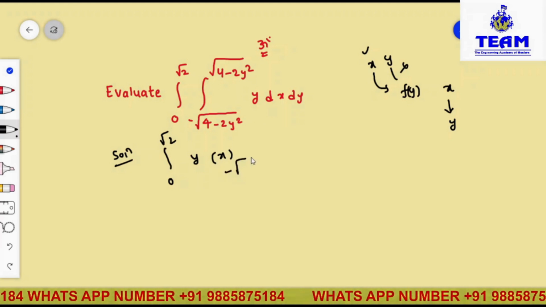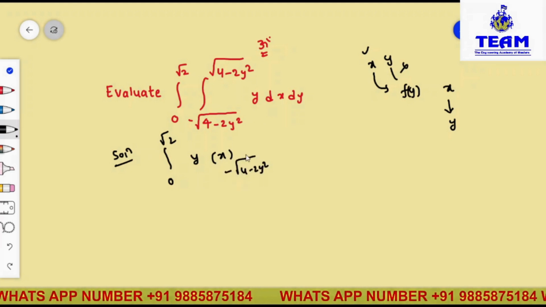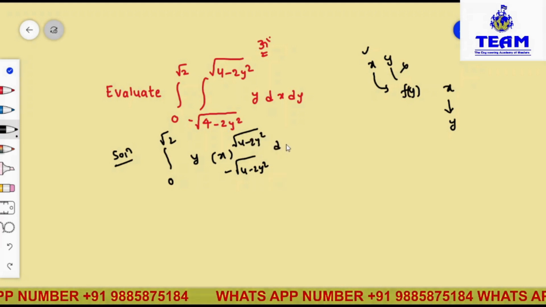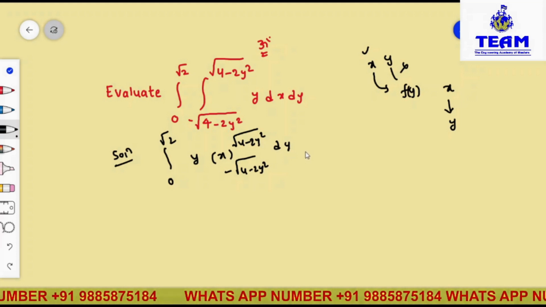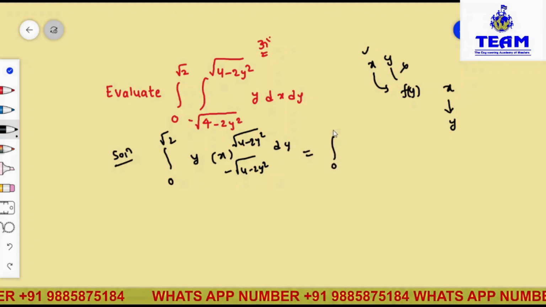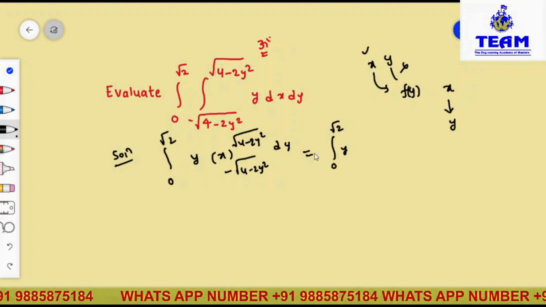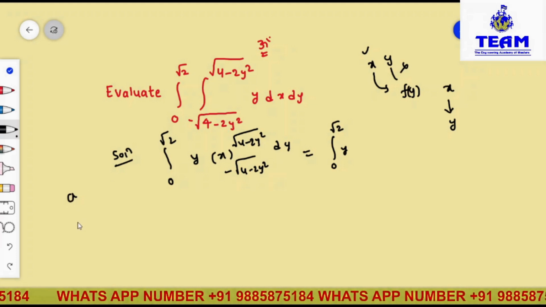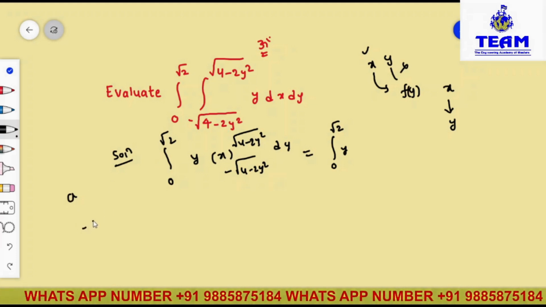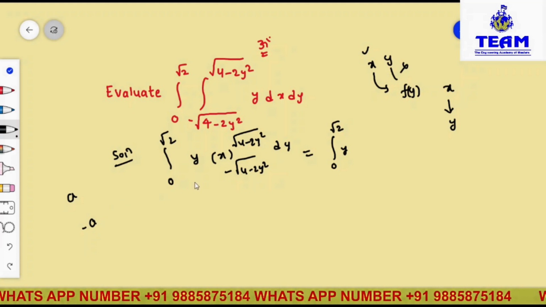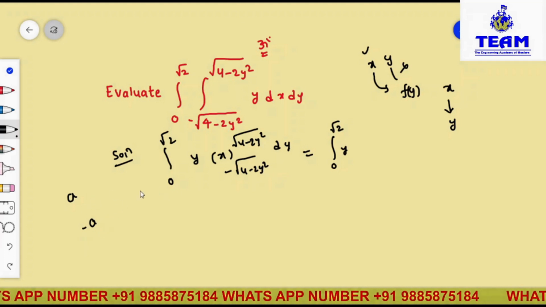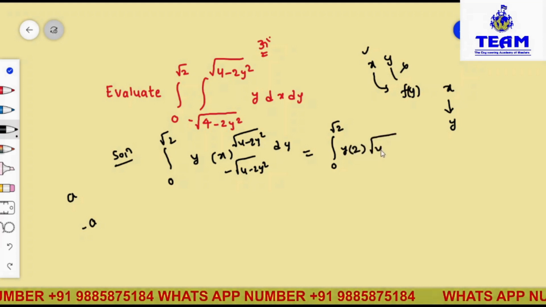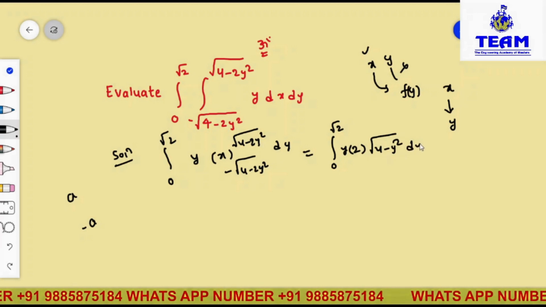With limits from minus square root of 4 minus 2y square to plus square root of 4 minus 2y square, into the remaining term dy. That's it. Now this is equal to integral from 0 to root 2 of y into upper limit minus lower limit. Here you have a in the upper limit and minus a in the lower limit, so a minus of minus a means 2a. So I am writing 2 times square root of 4 minus 2y square into dy.